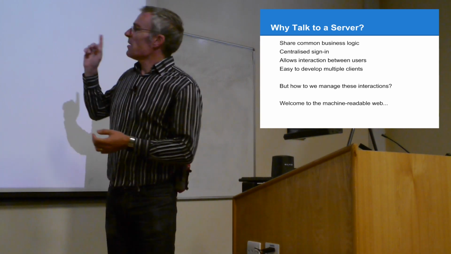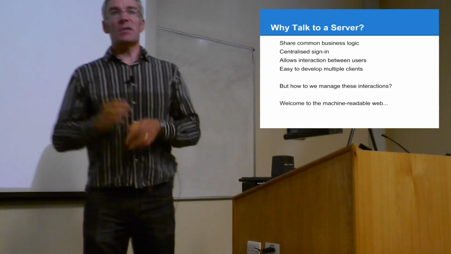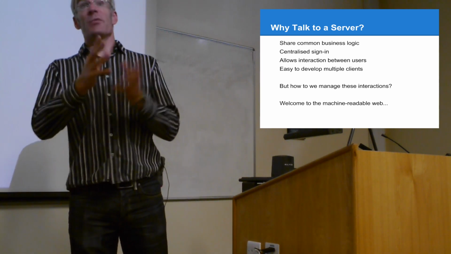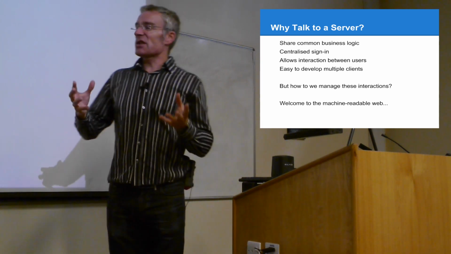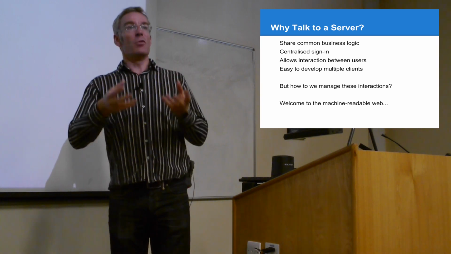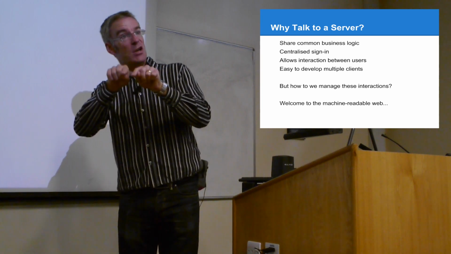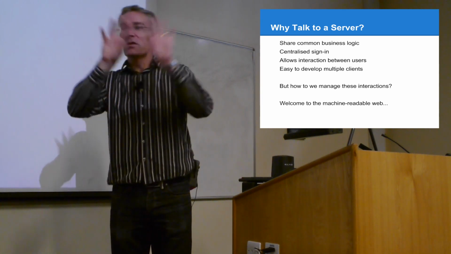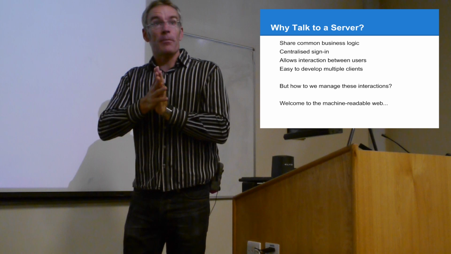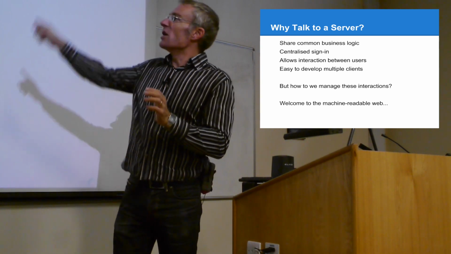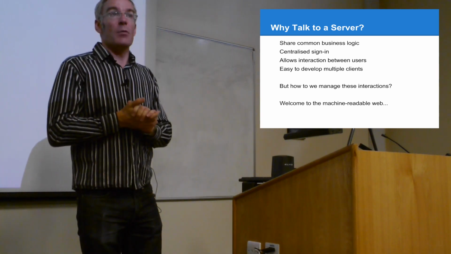Okay, so how do we manage all these interactions? Because we built websites last year, or some of us did. When we built websites last year, they were human readable, weren't they? They were websites which humans could interact with. There were buttons for people to click on, there were paragraphs and headings and all this information in HTML. But this isn't going to work when we're working with our web service, is it?